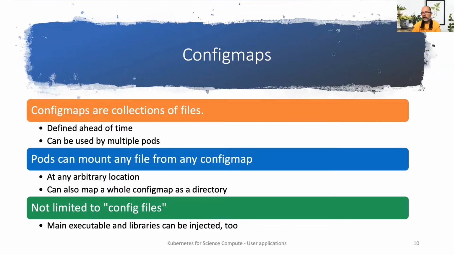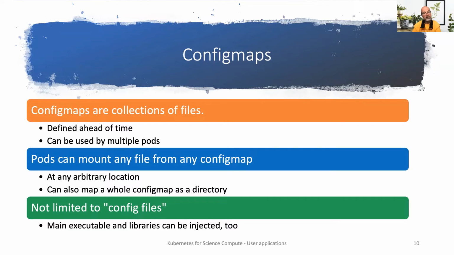And those files can be mapped pretty much anywhere inside your pod. It's your pick where you want to put them. And another nice thing about config maps is that you can map the whole config map as a directory inside the pod. So you could have potentially hundreds of thousands of files in a config map and map them inside the pod with a single command. I would not really recommend that, but it's an option.